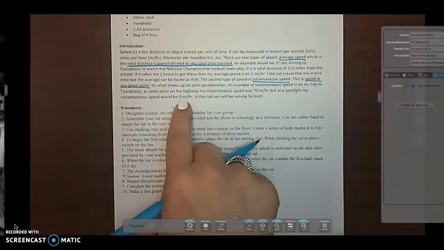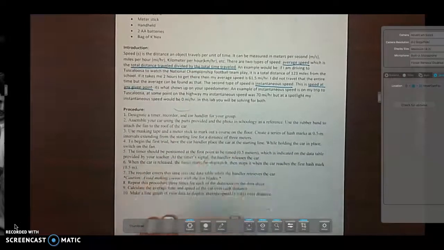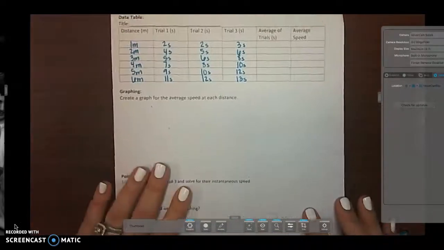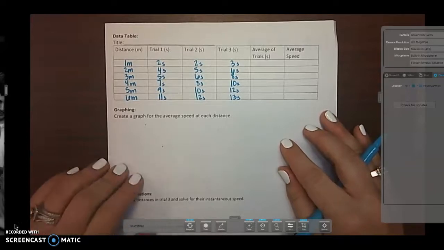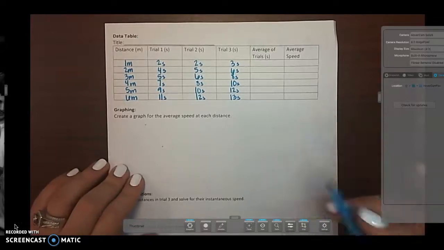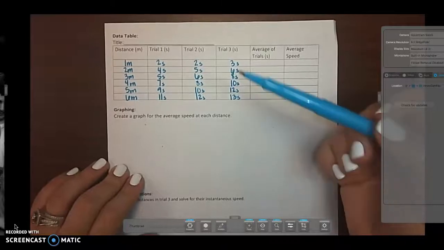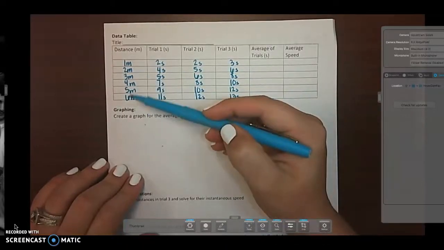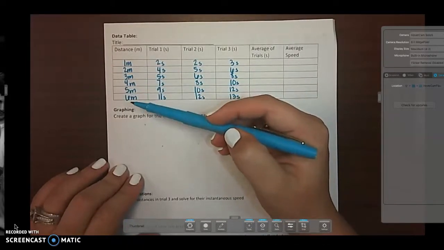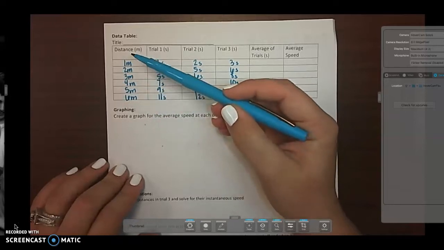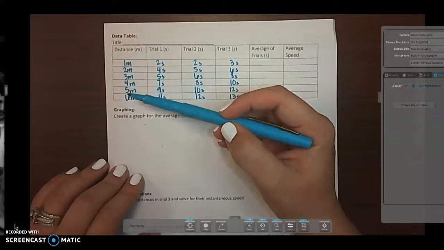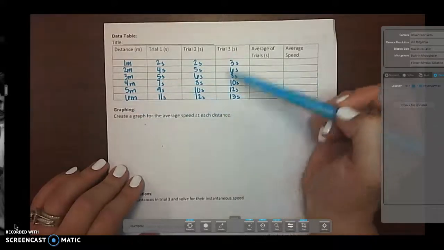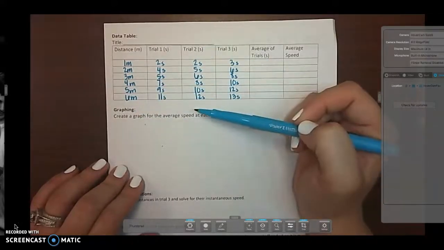So you created your fan car and you got your data. And this is the data that you are going to use if you were not here and you were not able to do the fan car with us. So we taped different meters on the floor, up to 6 meters. At each meter, we did an interval of tape, and you put your fan car at 0 meters, and then you recorded the time it took for it to hit the different distances. And you did it 3 times. And these are going to be your data trials.